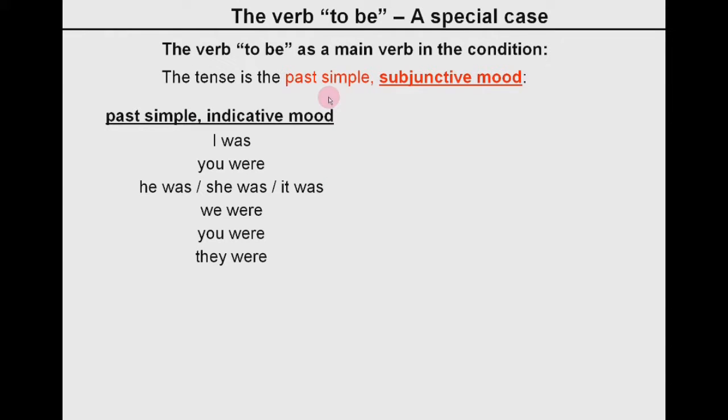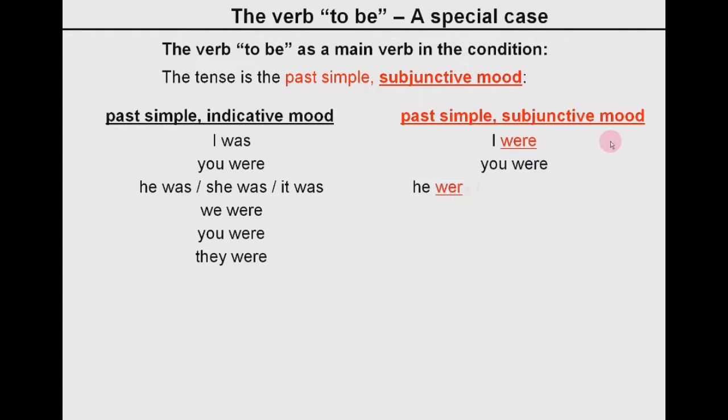Now let us look at the past simple subjunctive mood. And here you will see a few differences. I were, you were, he were, she were, it were, we were, you were, and they were. So in red, these are the differences when compared to the indicative mood. Okay, so we say I were. We use this when we are using the verb to be as a main verb in the condition.